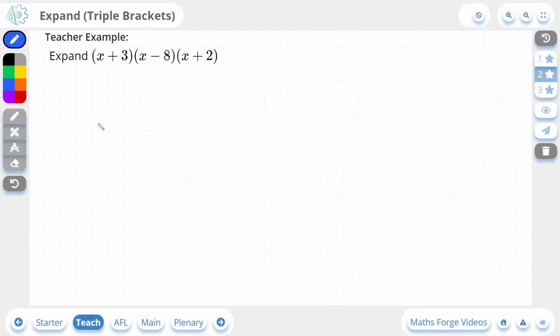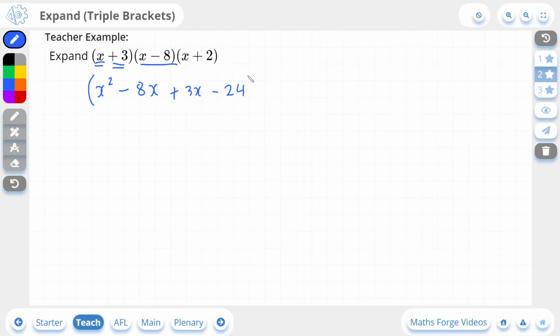Now let's do a two-star example. So just as in the previous example, we're going to multiply the first two brackets together. So we're going to have x multiplied by everything in the second bracket, which is going to give us x squared minus 8x. And then once that's done, we're going to do the plus 3 multiplied by everything in the second bracket, which is going to be plus 3x, and then minus 24.